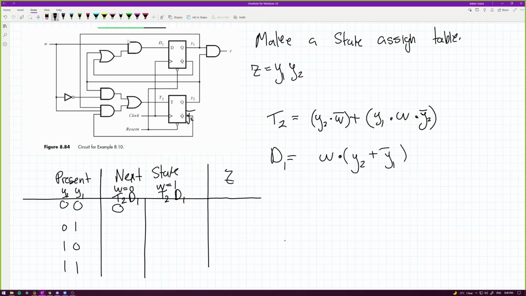And then if I do in the D here, it's going to be 0 and 1, right? Which is just going to be 0. So we get a 0 there.